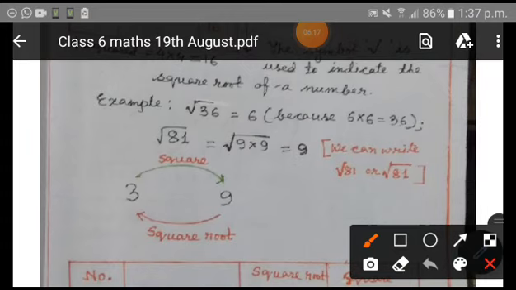Another example, root over of 36. Square root of 36 is 6. Why? Because root 36 means root of 6 into 6. Now from these two 6s, a single 6 will come out and you will get the root of 36 as 6.